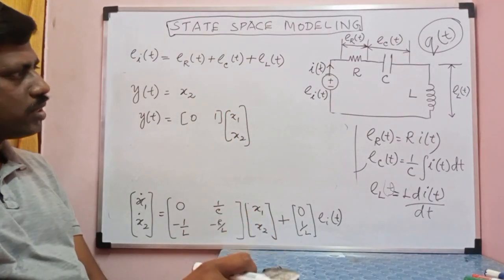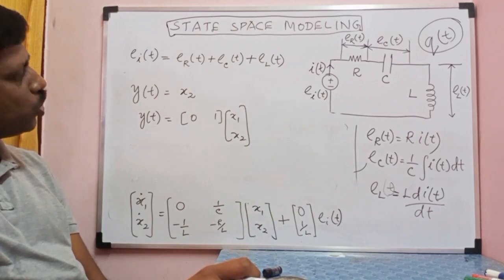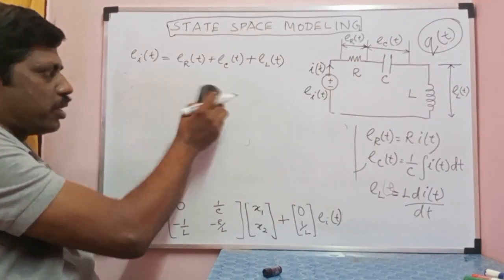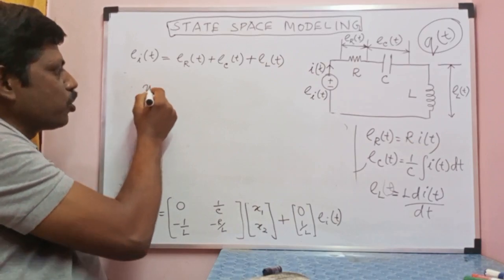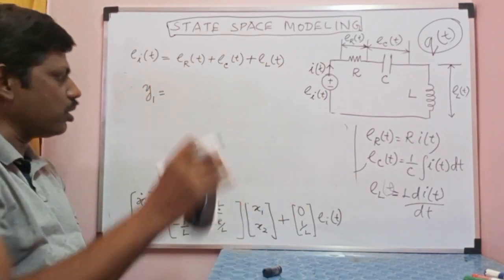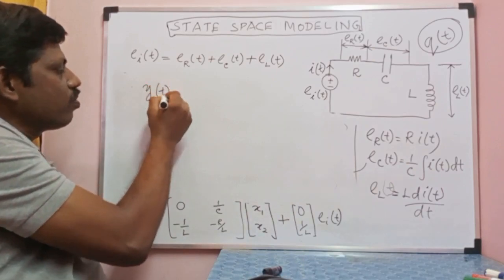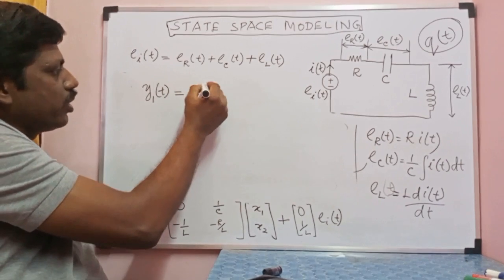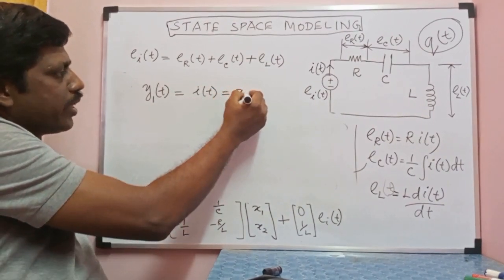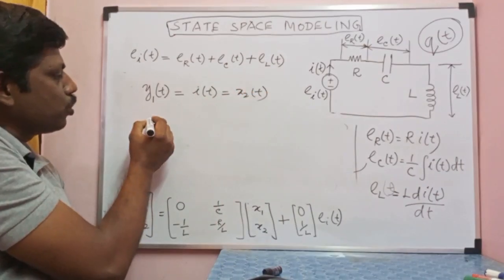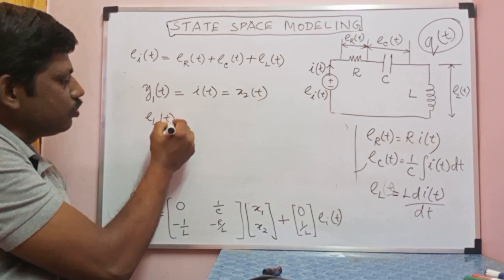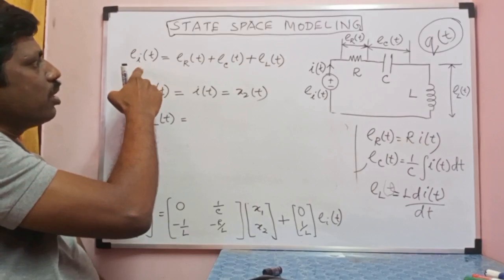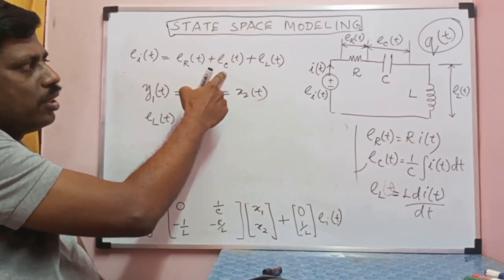What I will do is take both I of t and EL of t as my outputs. So two outputs I am going to take. The first output I am going to take is I of t, which is nothing but x2 of t, and the second output I want is EL of t. What is EL of t? It is EA of t minus ER of t minus EC of t.